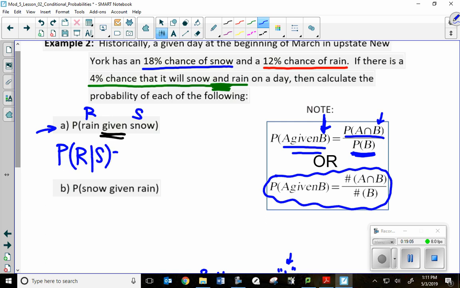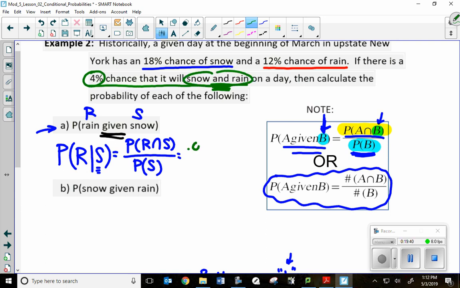So, right back here, the probability that it rains given it snows, that's the probability of both over the probability of the latter one, okay? Because that's what we're given to choose from. So it's the probability of rain and snow all over the probability of just snow, because that's what I'm given. Rain and snow, that's this 4% right here. So I'm going to write that as 0.04 divided by the probability of just snow, 18% chance of snow.